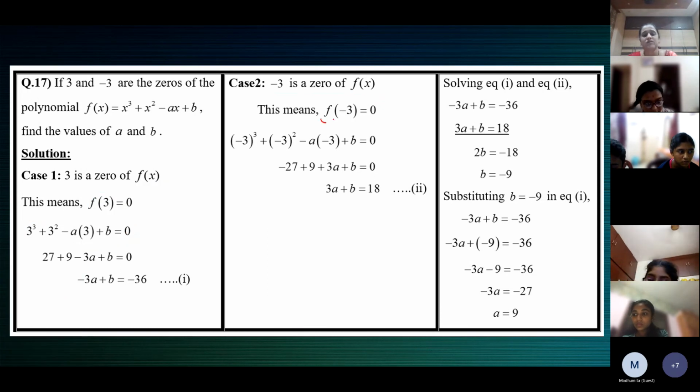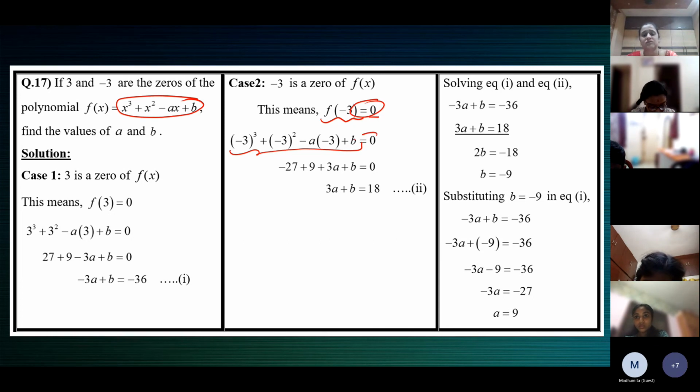Then f of minus 3 is 0. That means in this f of x, in place of x, use minus 3. So this is what f of minus 3 is, equal to 0. When you simplify this, you have 3a plus b. Take the constant to the other side, is equal to 18. So we got two equations in a and b.